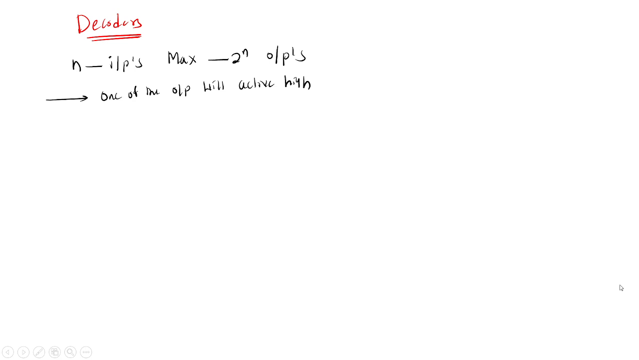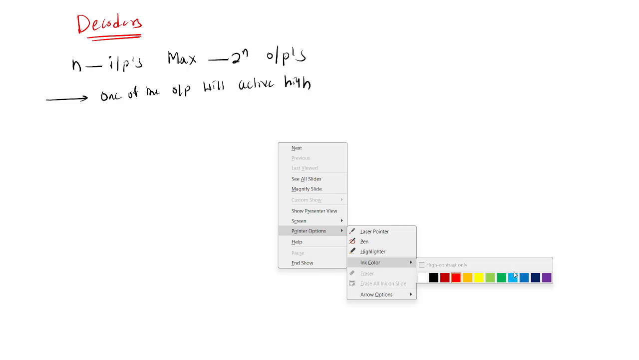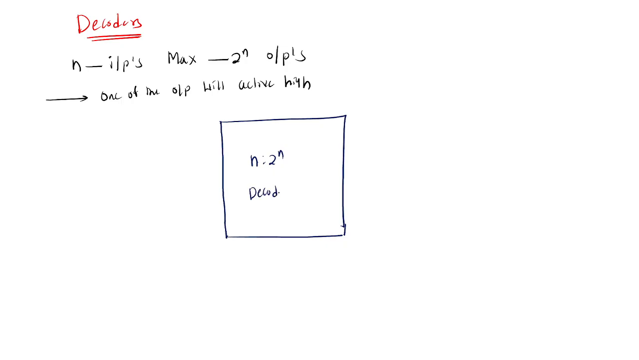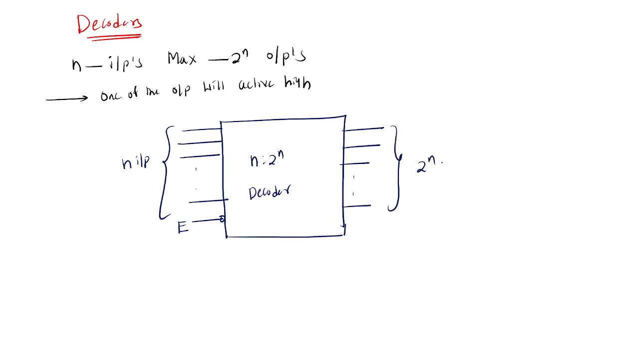Okay, active high. So this is just a block diagram for the decoder circuit. You have n inputs and 2 power n outputs. So you have n input lines, and one more enable pin is there. Let us take this as the enable pin. And next, you have 2 power n output lines.